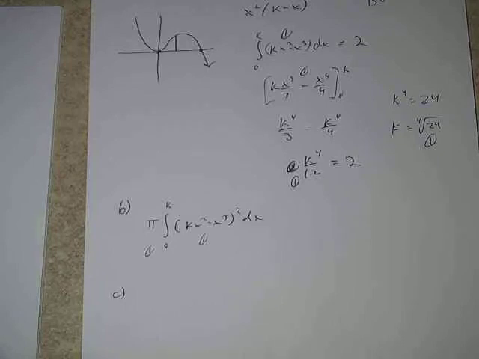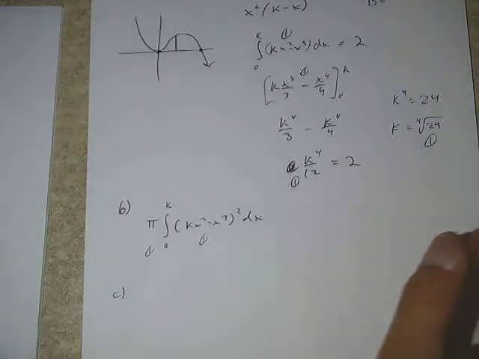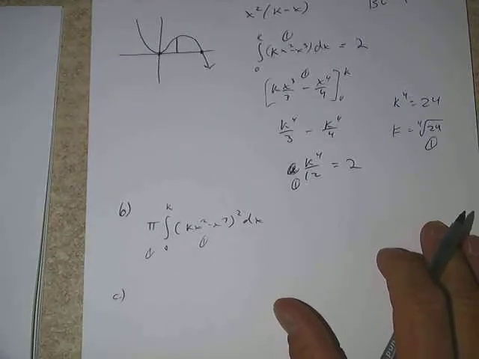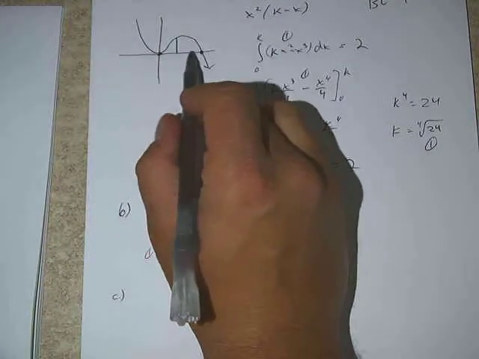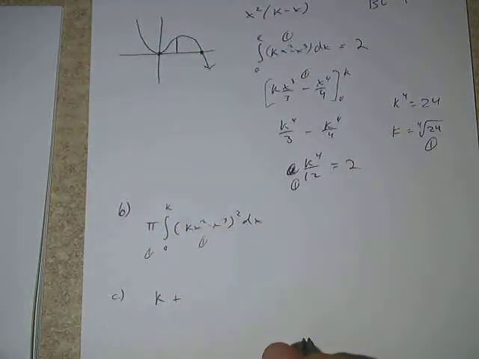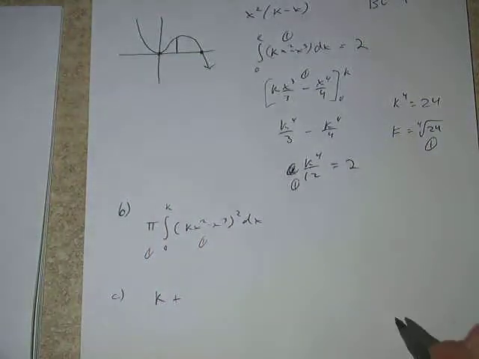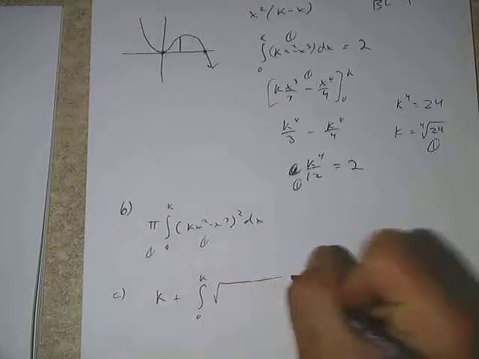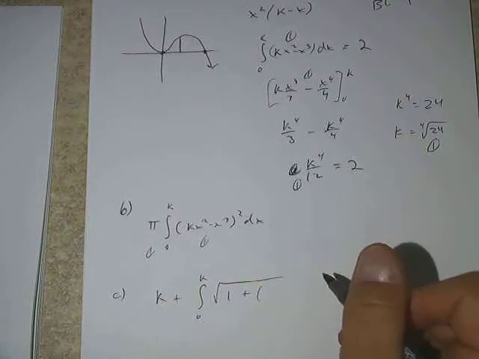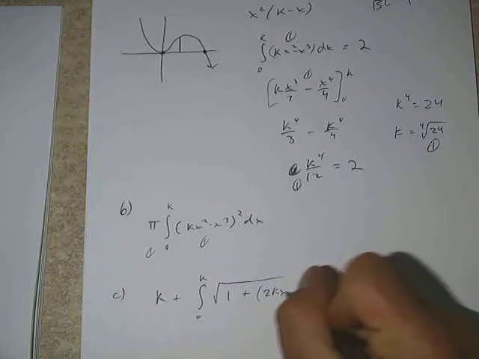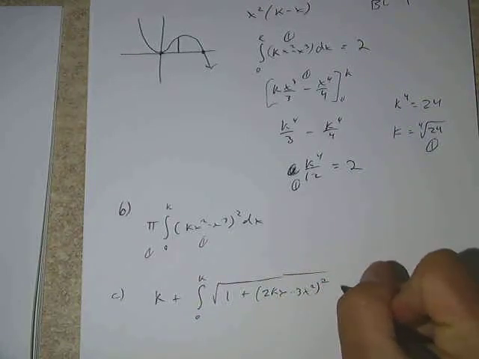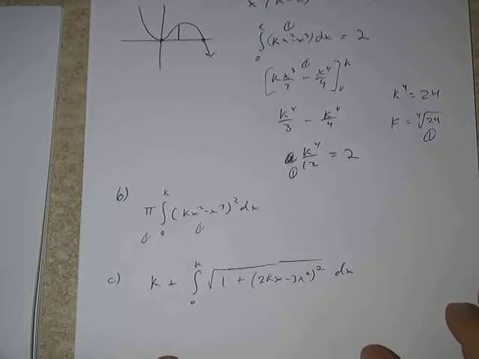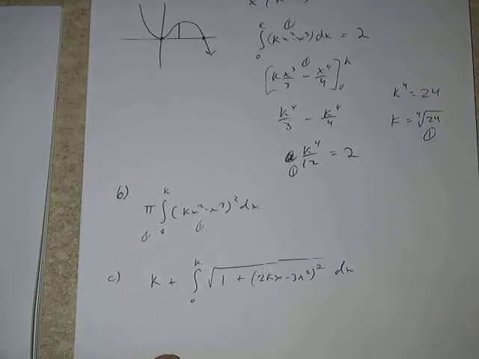And the next part is the reason why this is a BC problem. They ask us for curve length. It would not be on the AB test. So for k greater than 0, write but do not evaluate an expression in terms of k involving one or more integrals that gives the perimeter of R. So we had a perimeter problem like this on one of our other ones fairly recently. We know the perimeter from here to here is simply k. That distance from 0 to here would be k. And then we're going to add the integral here, which represents the arc length. So 0 to k, square root of 1 plus the derivative squared. The derivative here would be 2kx minus 3x squared, all squared, dx.